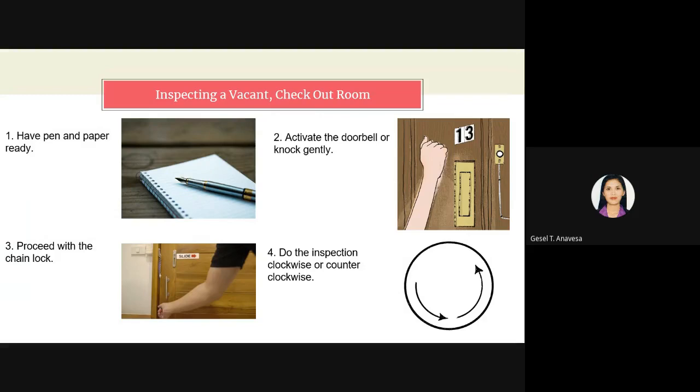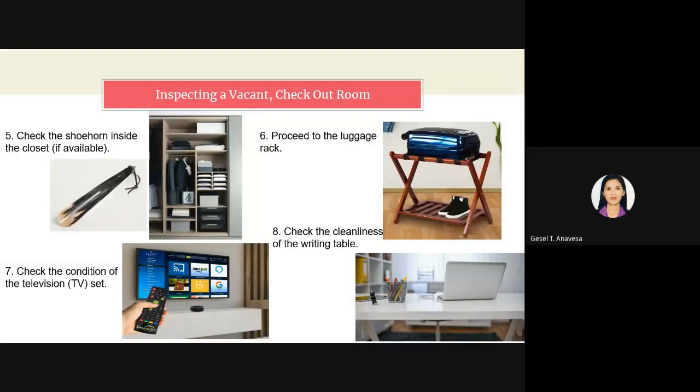Activate the doorbell or knock gently in case there is still someone left in the room. And then proceed with the chain lock. Okay, and then you can do the inspection clockwise or counterclockwise. Fifth, check the shoehorn inside the closet. Some of the hotels include the shoehorn. The shoehorn is used for putting on your shoes at the back part. Okay, and then number six, proceed to the luggage rack.